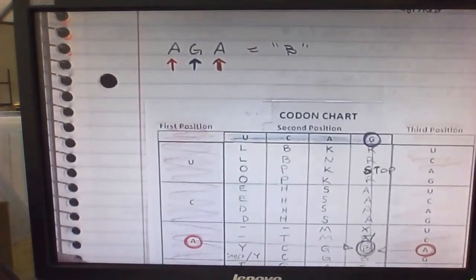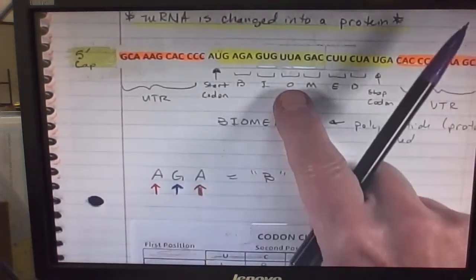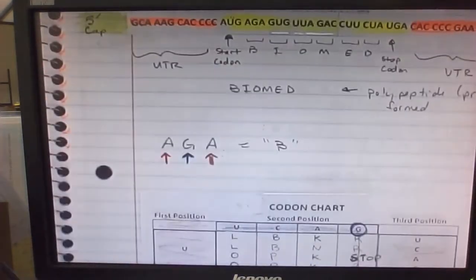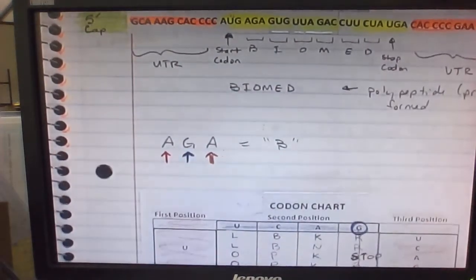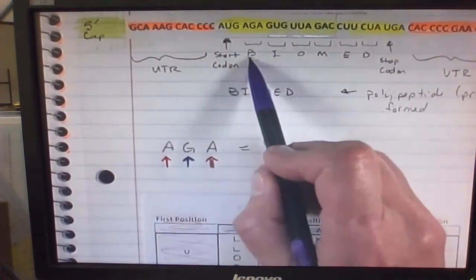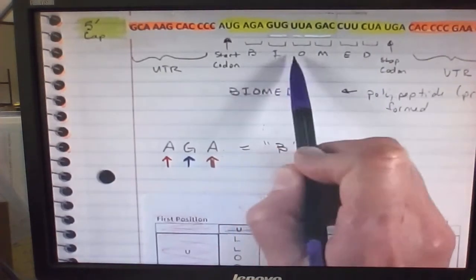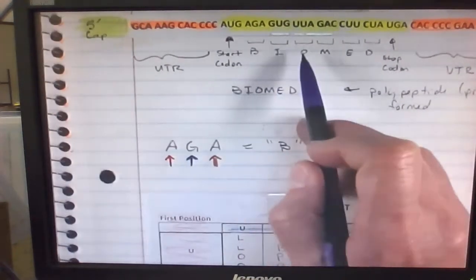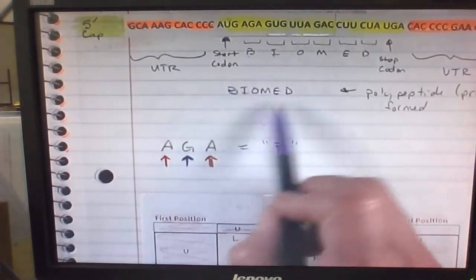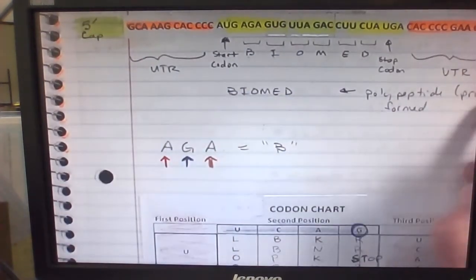G-U-G, so G, U, G is an I, and then go through the rest of them to see if you can figure out where the rest of those letters are coming from. These would represent amino acids that the ribosome would bond together, little peptide bonds between each one of them. And then this word would represent the protein that was formed, or the polypeptide.